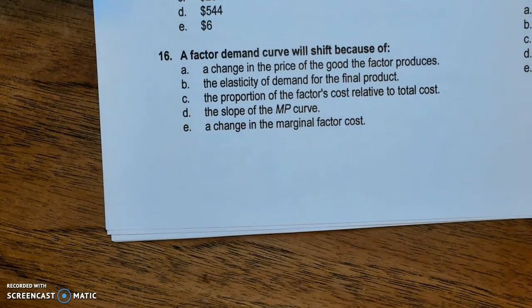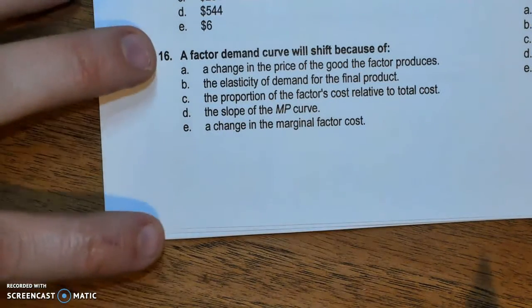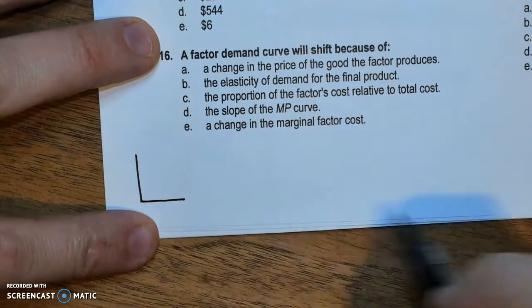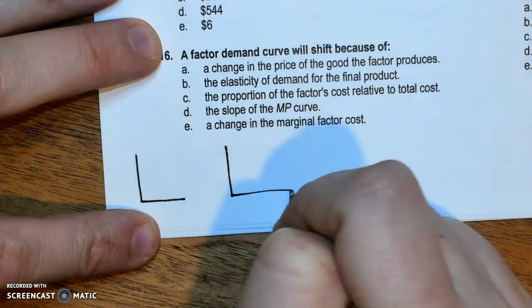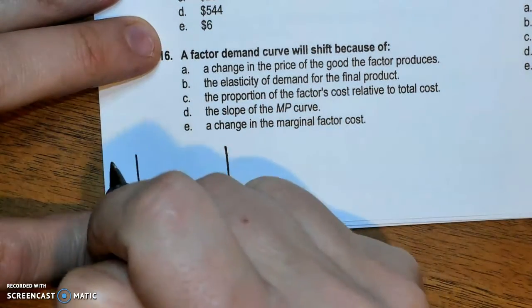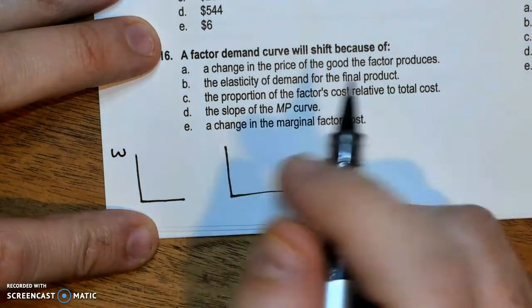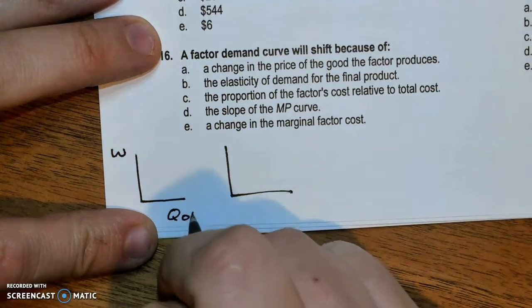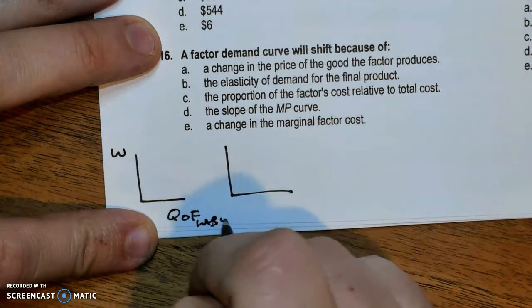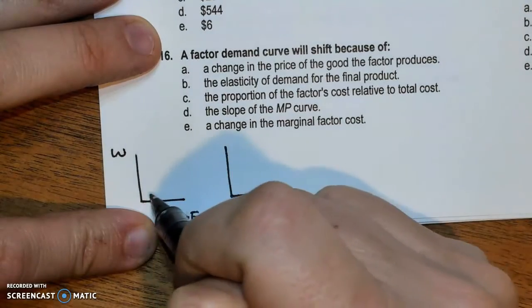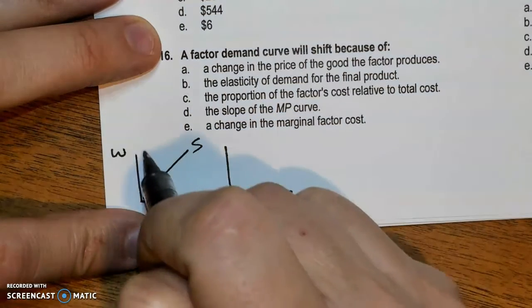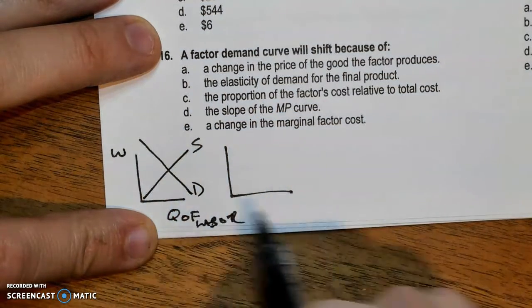All right, a factor demand curve will shift because of... And I think it's important here to reflect on just what these graphs look like when we graph them side by side. Okay, so this is the wage rate. This is quantity of labor. All right, so then we have upward sloping supply. We have downward sloping demand.